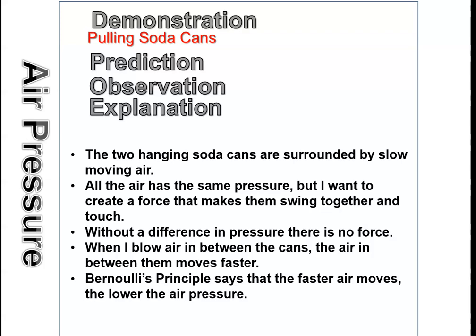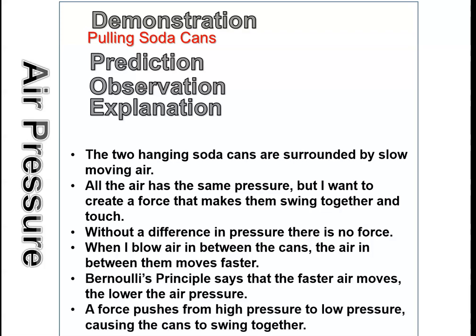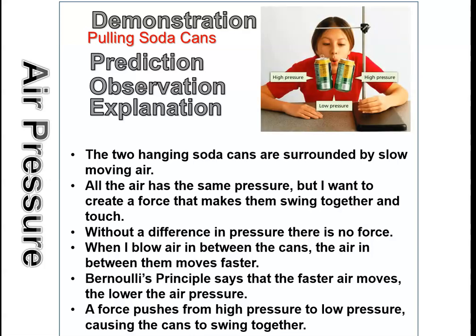Okay, so again, Bernoulli's principle states that the faster air moves, the lower the air pressure, and a force pushes from high pressure to low pressure, causing the cans to swing together and touch and click real quick. And this picture should help. Alright, so slow air, high pressure. Fast moving air in between, where you blow in between them, low pressure. Force pushes from high to low, the cans swing together, and they touch. Alright, a simple, quick demonstration of Bernoulli's principle.